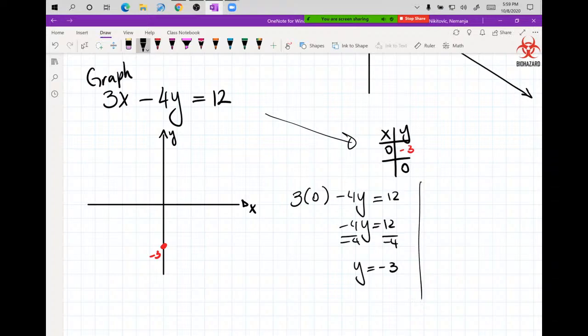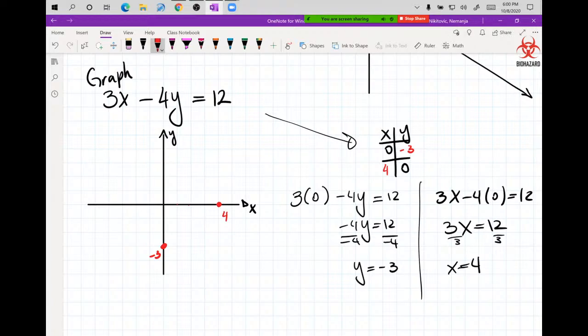Then go again. Now this time y is 0 for the x-intercept row. So when y is 0, we have 3x minus 4 times 0 equals 12. That's just 3x equals 12. Divide both sides by 3. x equals 4. So now that's going to be a 4 over here. And then we have 1, 2, 3, 4, which is there.